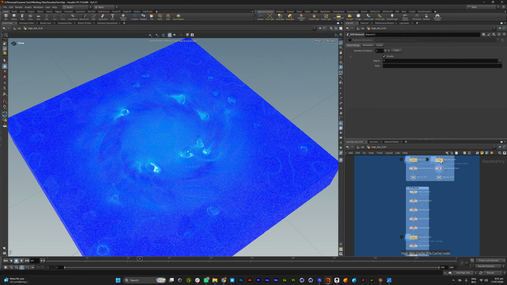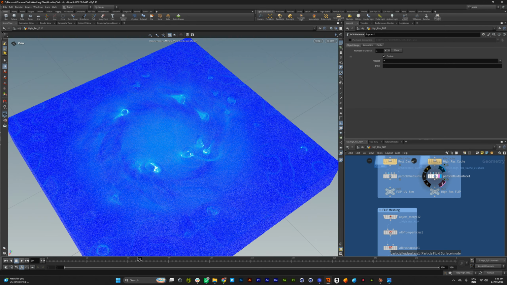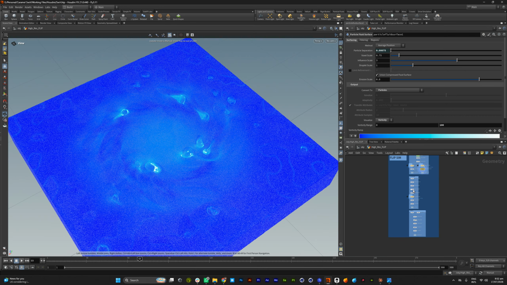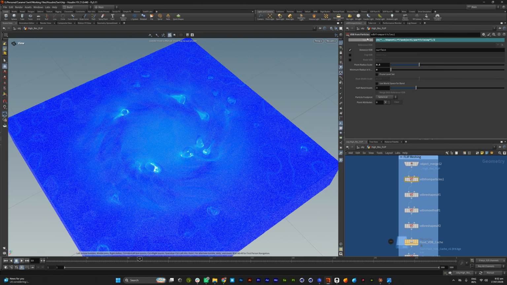Now, once this was done, instead of using a particle fluid surface to mesh this, I just used a VDB from particles. I was having some problems with the particle fluid surface. I always do; I don't like meshing with that. My voxel size was set to half of what my particle separation was.